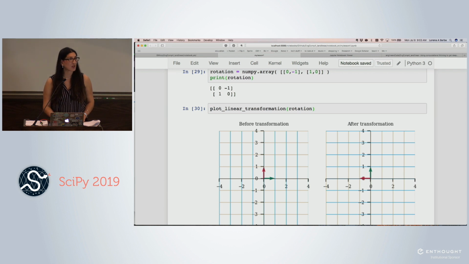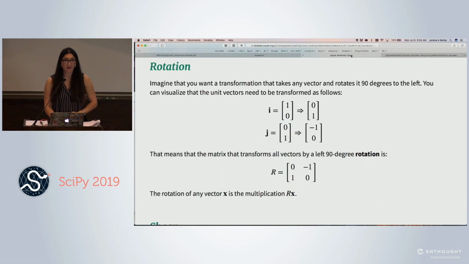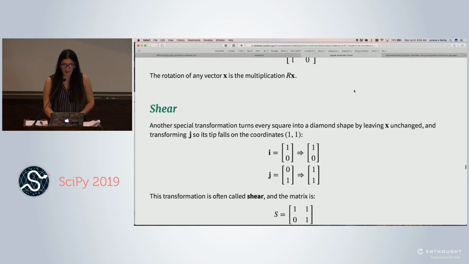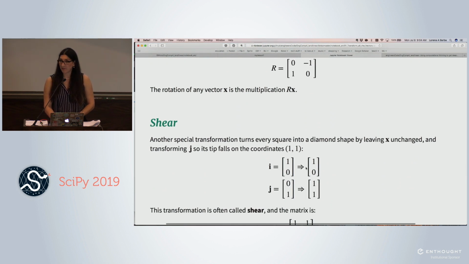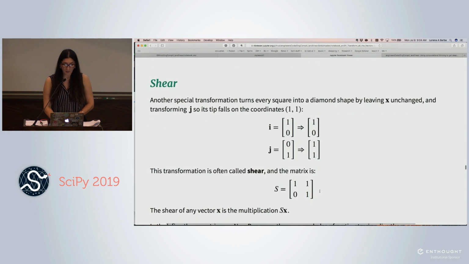Another special transformation is what's called shear. A shear means that things kind of shift, perhaps in the horizontal direction. The feature of a shear transformation is that i, the horizontal vector, just stays where it was, but j, the vertical vector, is going to get slanted out. So for example, it can go from 0, 1, the vertical direction, to 1, 1, the perfect diagonal. That is a shear. We know where i lands, it stays the same. We know where j lands, it goes to 1, 1. We can write the matrix.